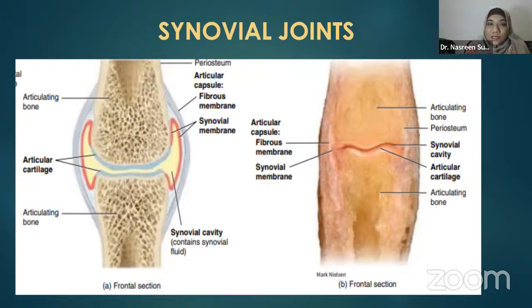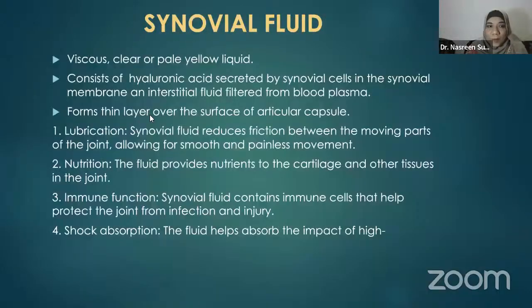Now there are different accessory structures in the joints, like articular surfaces and articular ligaments. These ligaments are going to help in the attachment of the bones. There are also certain structures called meniscus, and in plural we call them menisci, which are present in the knee joint. Now it forms a thin layer on the articular capsule.